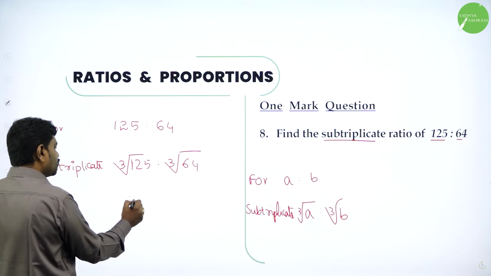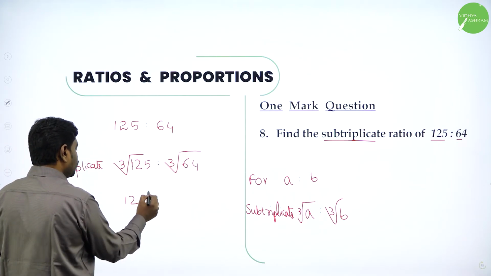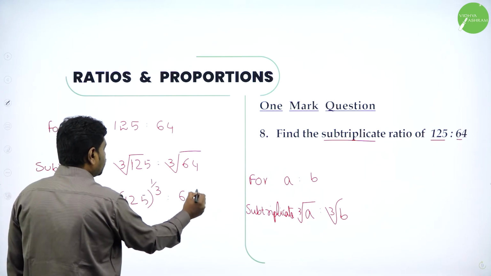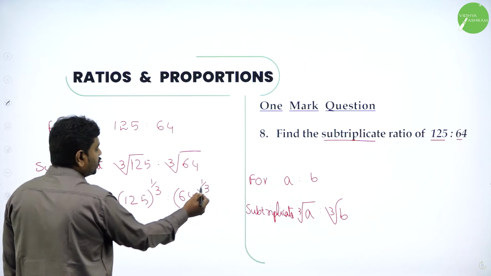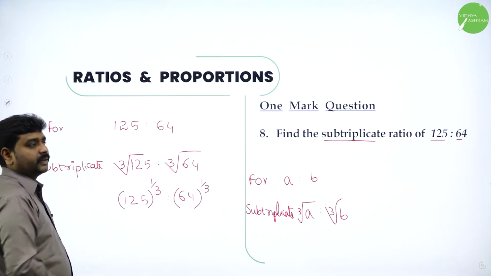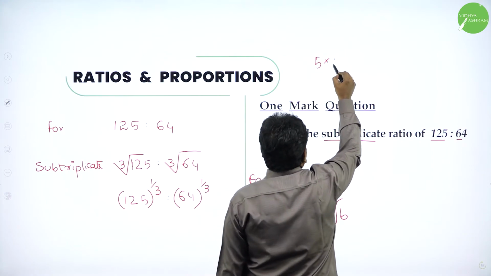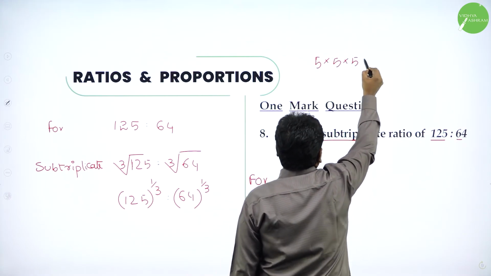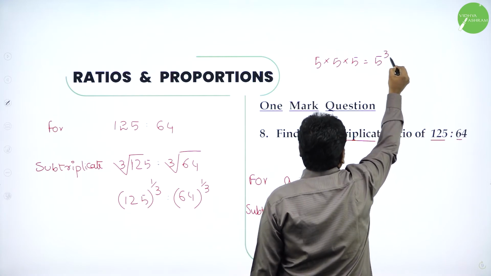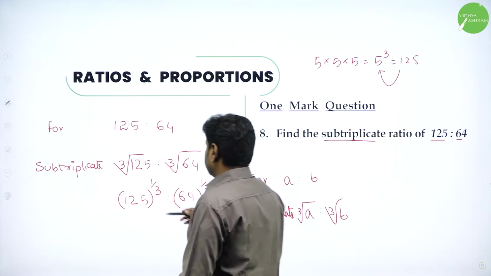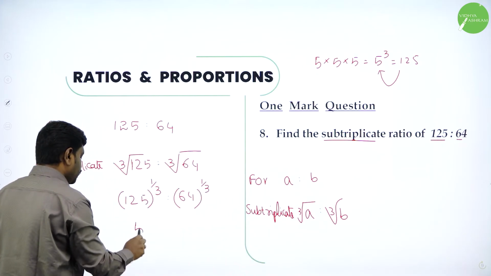All of you know what cube root means: power 1 by 3. So 125 power 1 by 3 is to 64 power 1 by 3. Now try to write these as power 3. 5 into 5 is 25, 25 into 5 is 125. So 5 cube is 125. So instead of 125, you can write 5 cube.